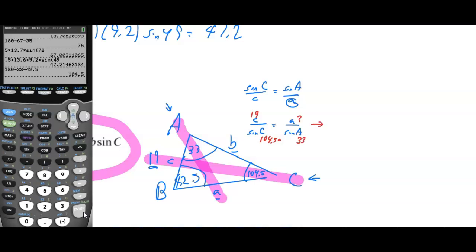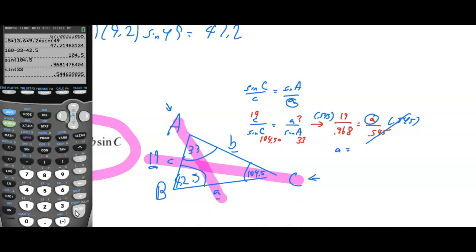So let's fill some of those in. So 19 divided by sine of 104.5. What is the sine of 104.5? It is 0.968. And that's equal to the unknown A divided by sine of 33, which is 0.545. How do I isolate the A? I isolate the A by multiplying both sides by 0.545. By doing that, these cancel out. Then I would be left with little a equals 0.545 times 19 divided by 0.968, which is 10.7. Okay? So this A value is equal to 10.7.